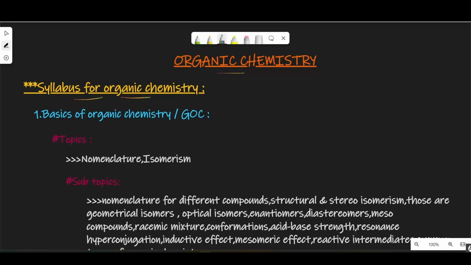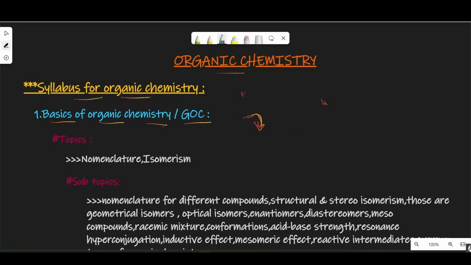The first chapter and basic that you are going to learn is basics of organic chemistry, or we can call it GOC, General Organic Chemistry. And in this chapter, we have so many small topics. These are very important topics for understanding all the remaining chapters. We need to start the subject from the basics. Then only we will get good conceptual knowledge in this subject. So first we need to start with the basics of organic chemistry.